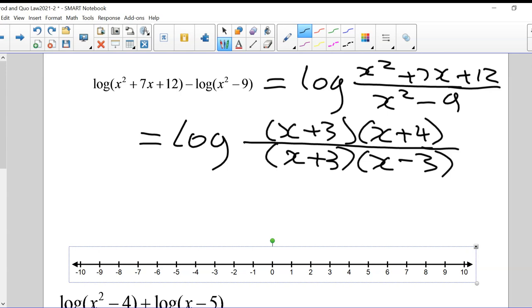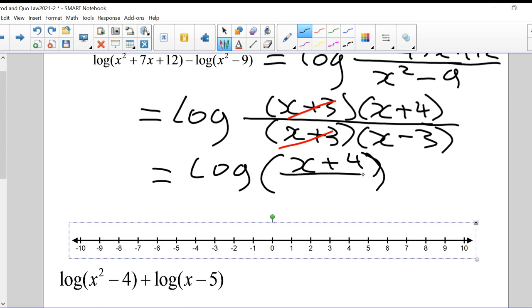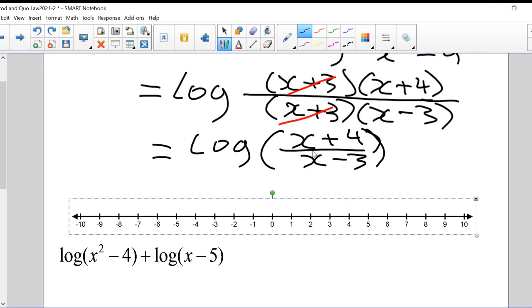And of course, you know that we can just kind of do this. So what we're left with is this. It's just simply the log of x plus 4 over x minus 3. So, okay, let's try to look at the domain of this thing where this is greater than 0, and so the top and the bottom where this is greater than 0.